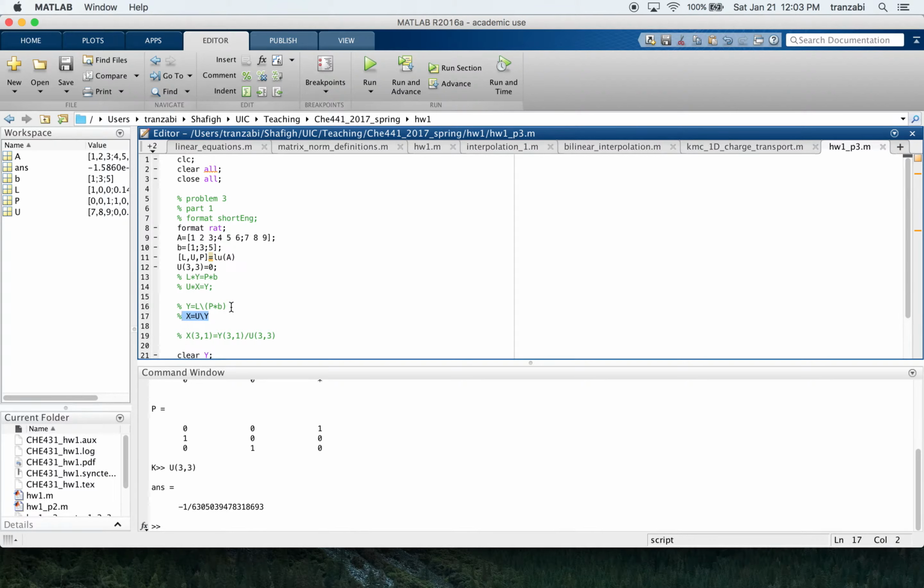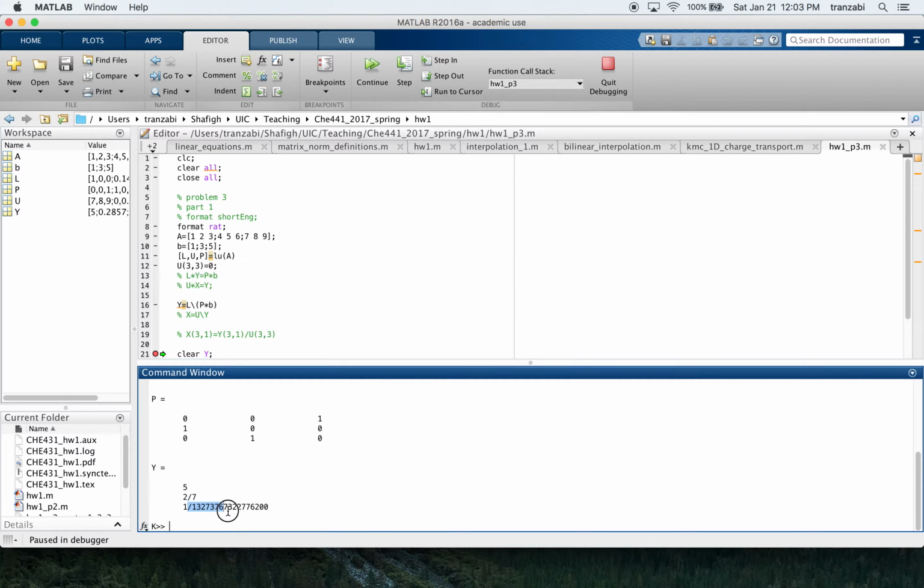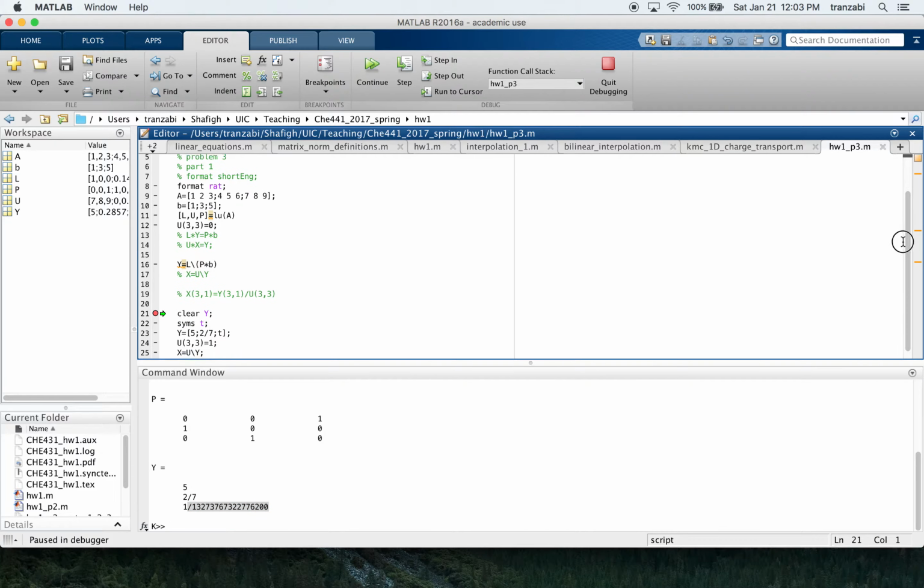Now, let's see what U is. So I'm going to stop the code right there. Alright, so here's my y, right? It's 5, 2, 7, and then this is basically 0. MATLAB cannot show it. It shows as this fractional number. So, since I know the last element of y is 0, I set that manually equal to 0. Okay? Well, I'm going to do it later on.